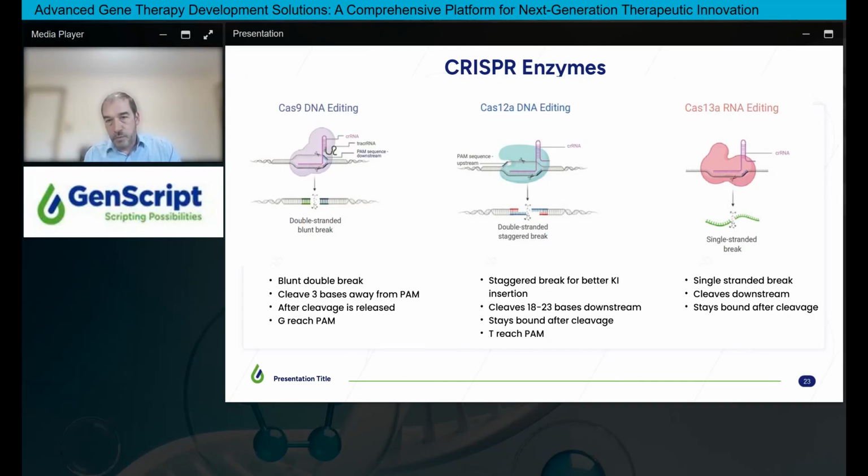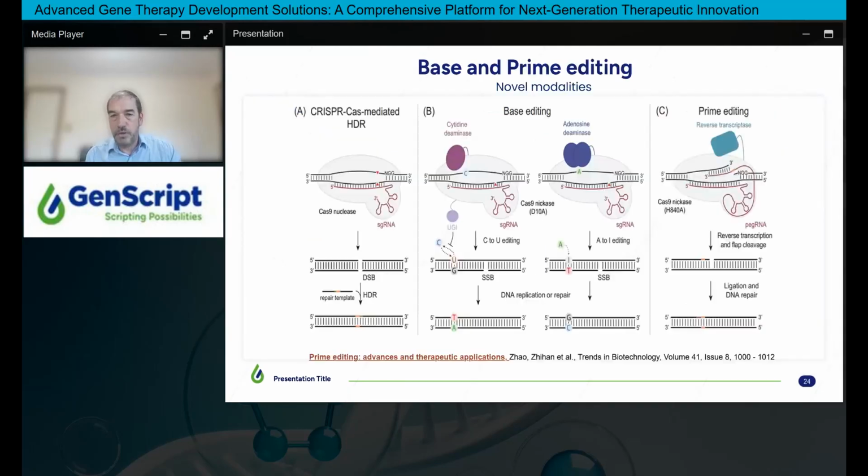We also offer Cas12a for gene editing. This one can do a staggered break for better knock-in insertion, cleaves 18 to 23 bases downstream, stays bound after cleavage, and prefers T-rich PAM sequences. We also offer Cas13a enzyme for RNA editing, single-stranded break, cleaves downstream, and stays bound after the cleavage.